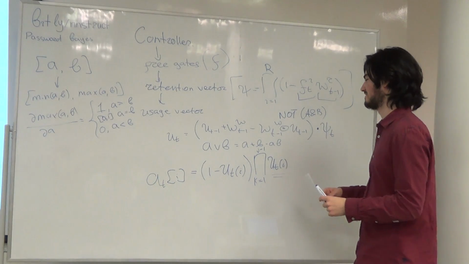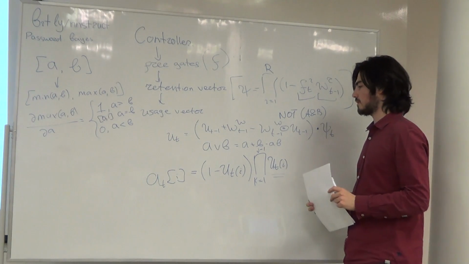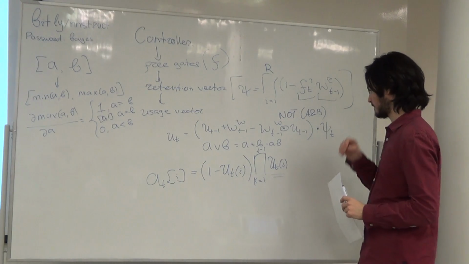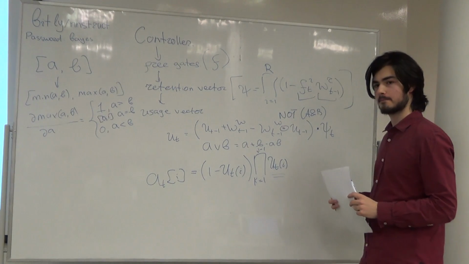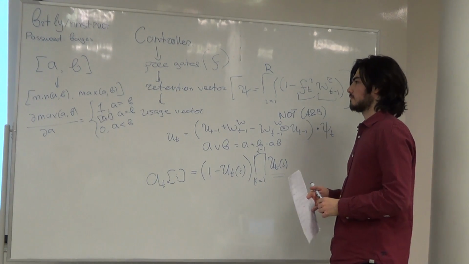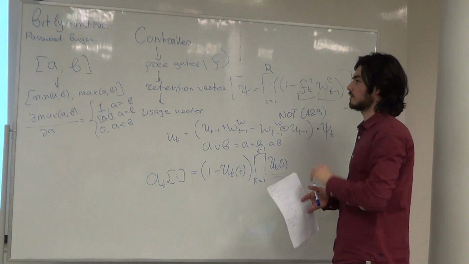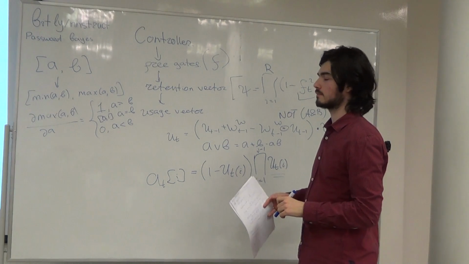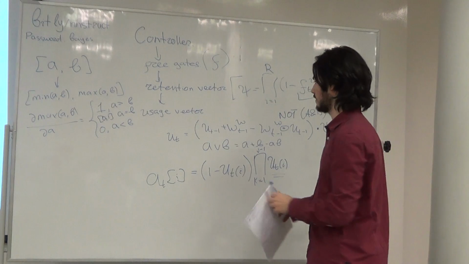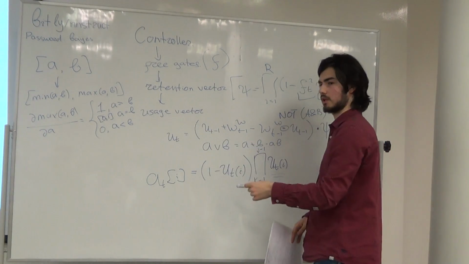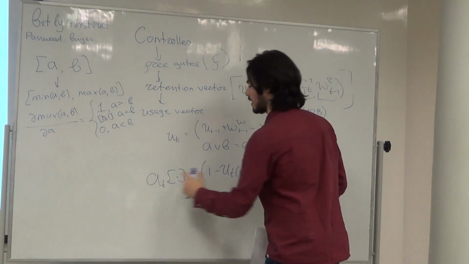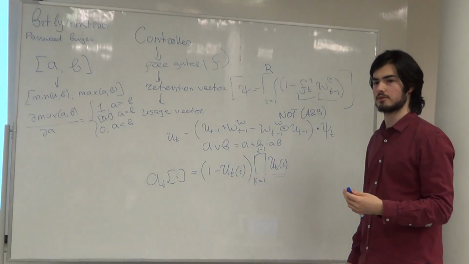For me, no. Oh, why? I still do not understand. So, what arrays are sorted here? U or A? U, the usage. And we use it to compute the vector A, which is the allocation vector A.